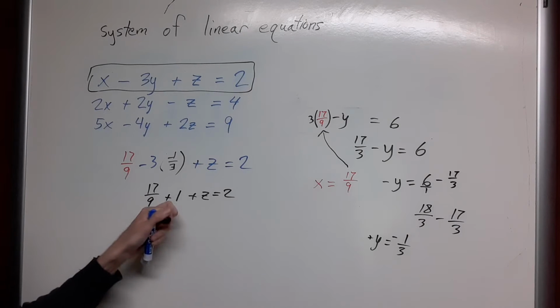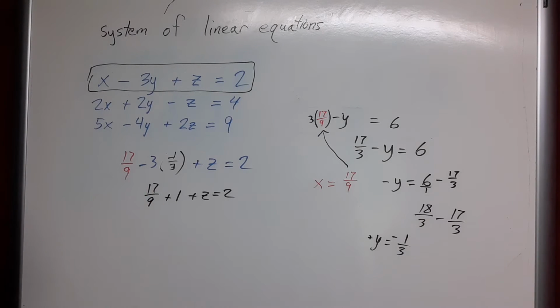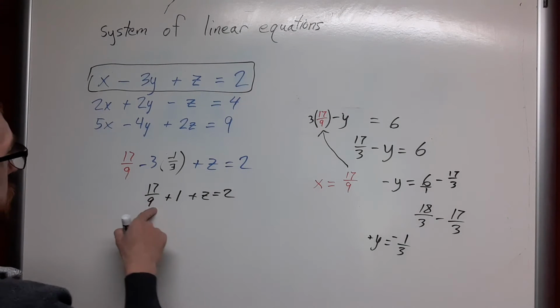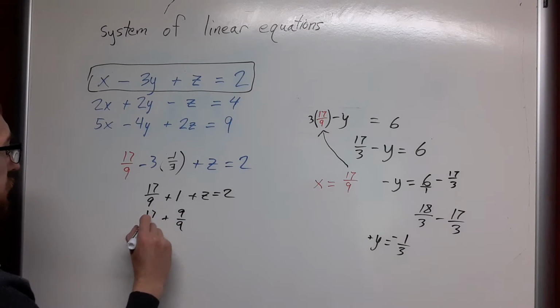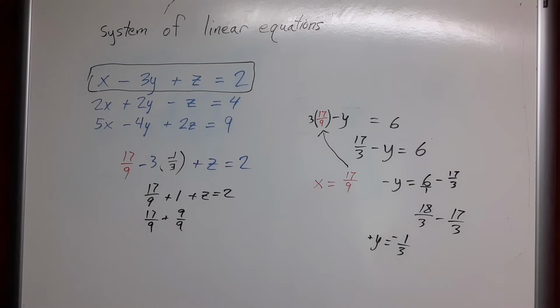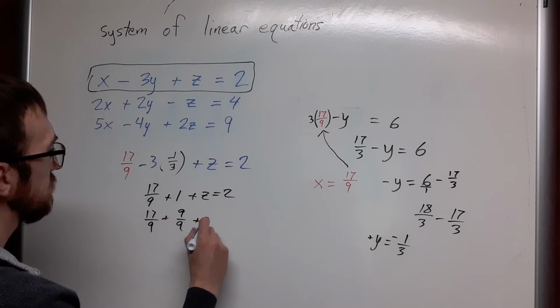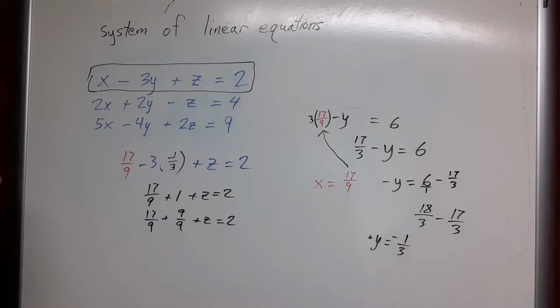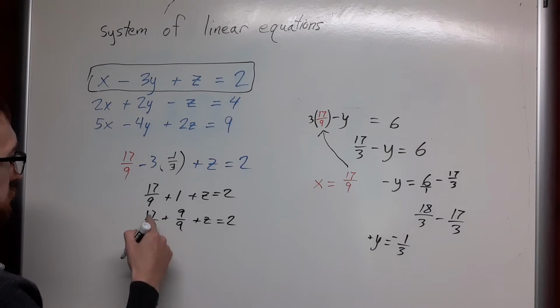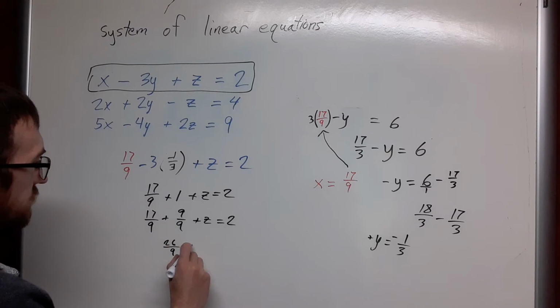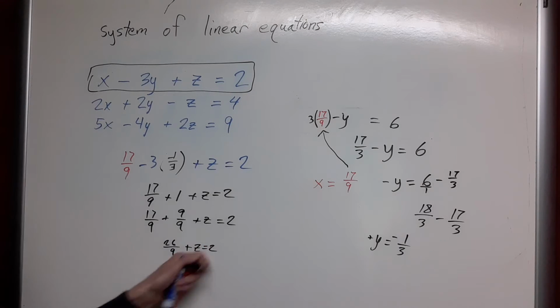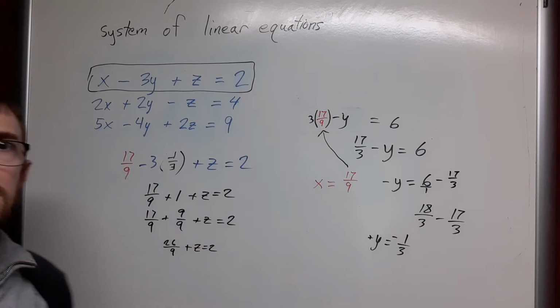So now we have to add 1 plus a fraction. 1 is great for creating fractions because you can just make it whatever you need it to be. In this case, I need a denominator of 9, so I'm going to make this 9/9. So I have 17/9 plus 9/9 plus z equals 2. So we're going to do this addition here. So I'm going to get 26/9 plus z equals 2. Now I need z by itself, so I'm going to subtract the 26/9 from both sides.